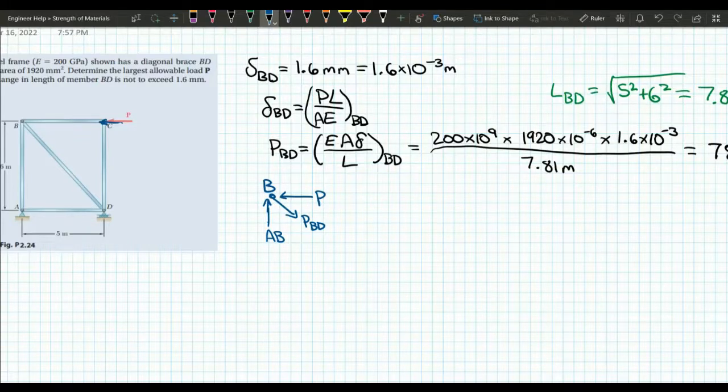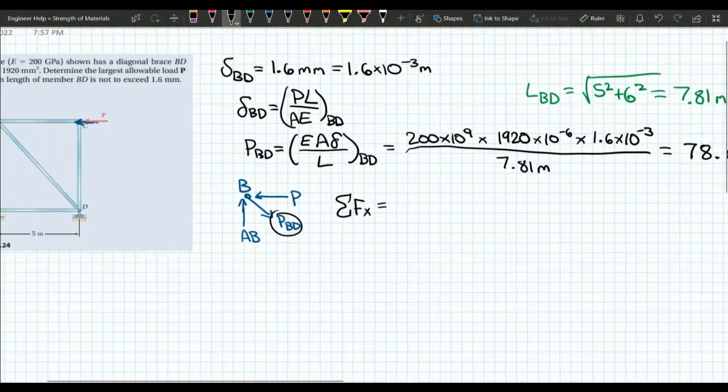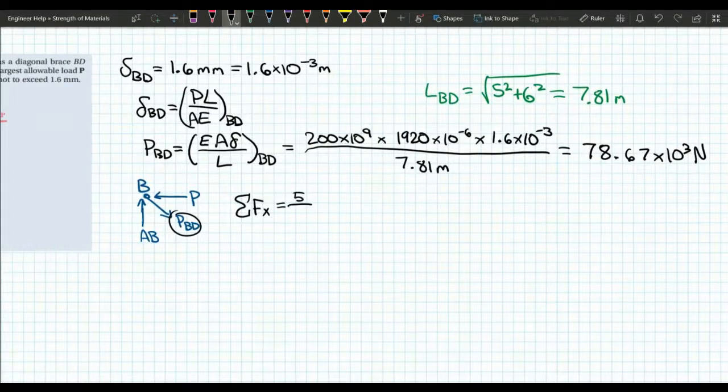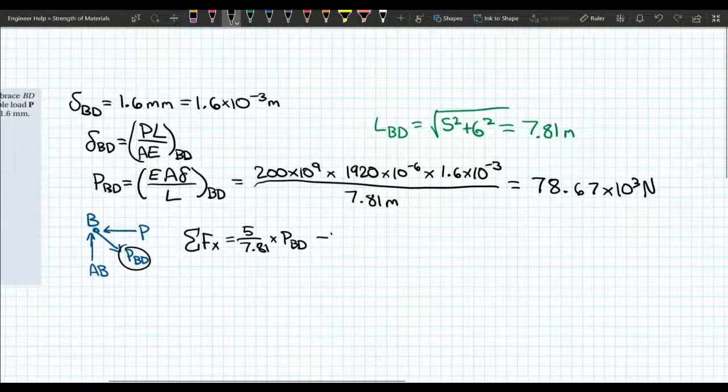Okay, now to get P, we can sum the forces in the x direction. So we're going to sum the forces in the x direction. That's equal to positive, and the x component of this force is just going to be 5 over the length. 5 over 7.81 times PBD, and then minus P, because it's going in the opposite direction, and that's going to equal 0.